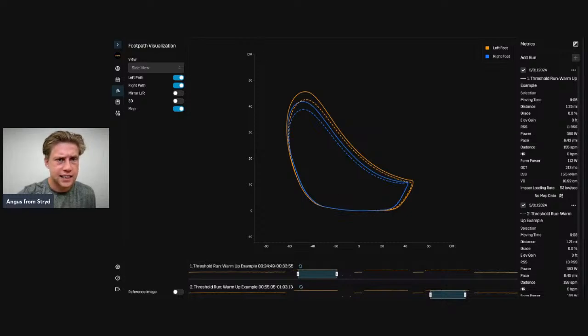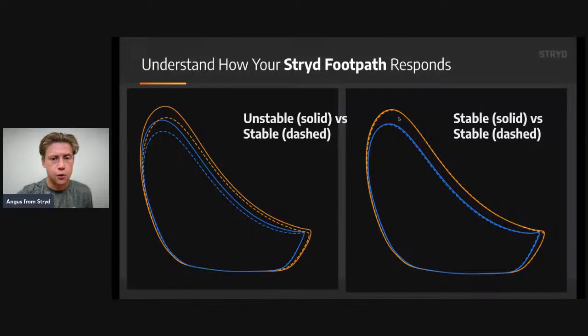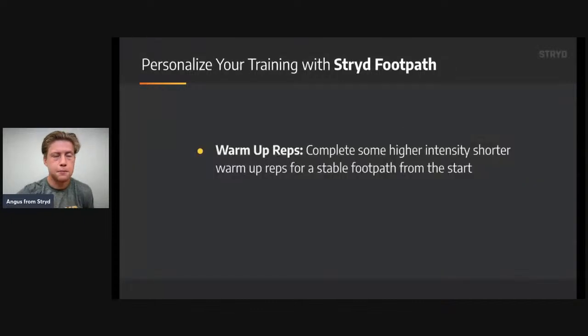So what this indicates to me is actually a warm-up trend, where I was not properly warmed up when I started my run and my footpath hadn't stabilized. Perhaps I could have benefited from some higher intensity, shorter warm-up reps so I could have a more stable footpath at the start of my run, versus finding that later in the run.